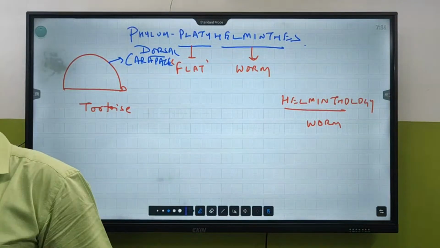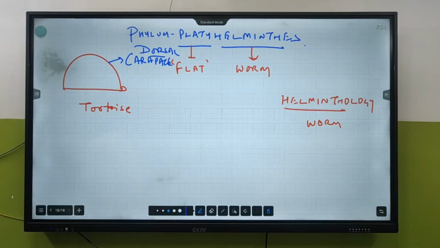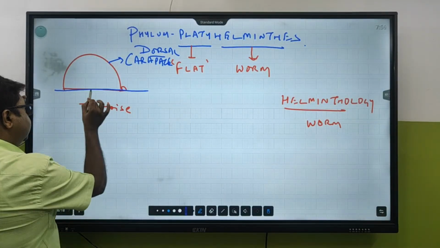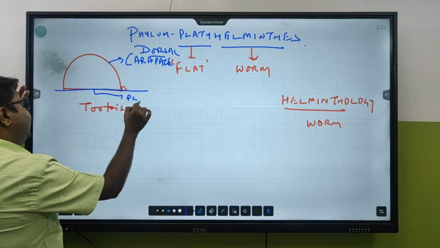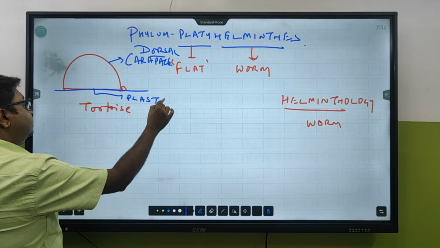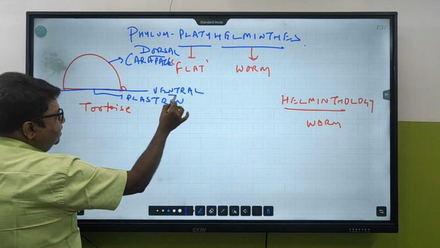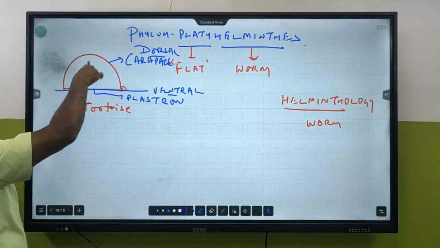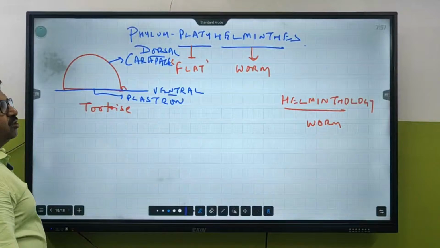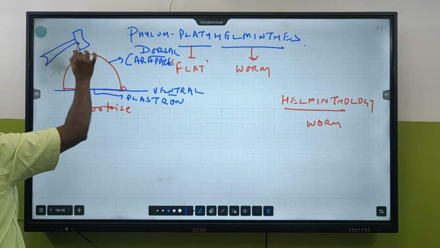Towards gravity, they have this flat portion, and this flat portion is called plastron. So they have a ventral plastron. So what is the meaning of ventral? Towards gravity.